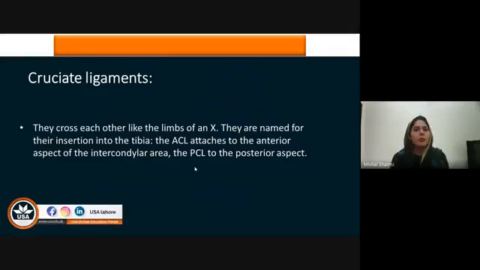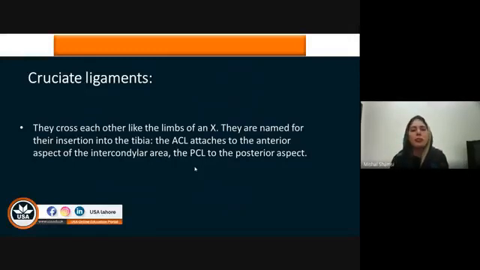But one is posterior, one is anterior, and they form a pattern of X. They cross each other like the limbs of an X. They are named for their insertion into the tibia. We know that ACL, as the name indicates, anterior cruciate, is present anteriorly, and the PCL, posterior cruciate ligament, is present posteriorly. ACL is present on the lateral side, and PCL is present on the medial side.